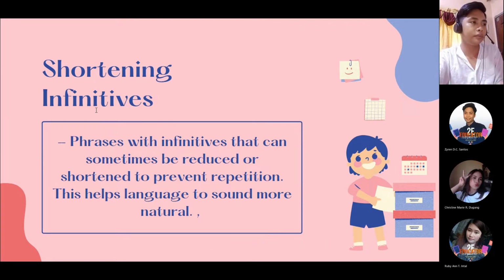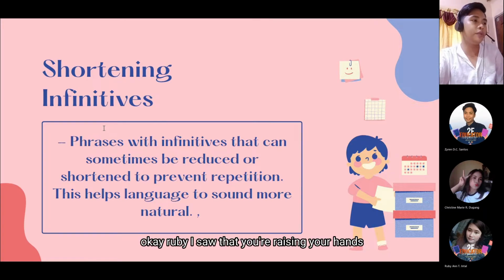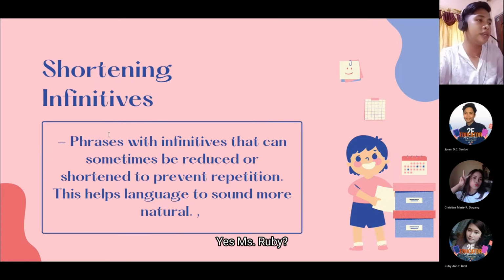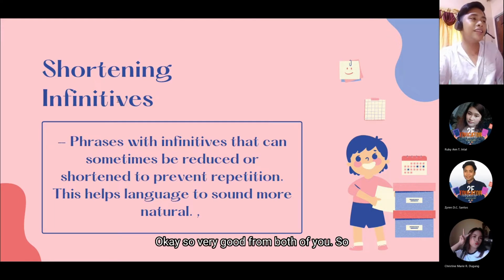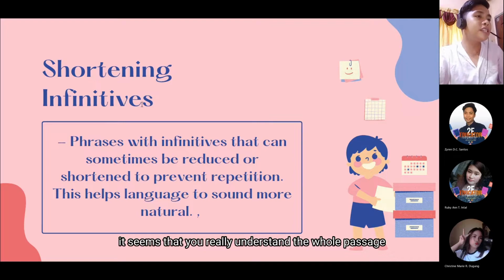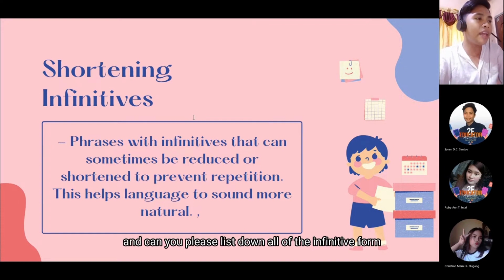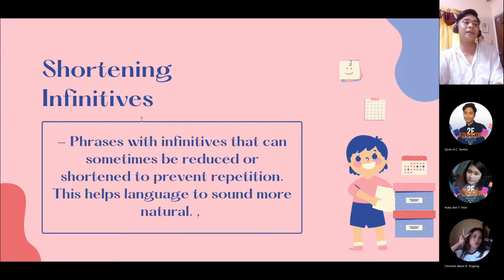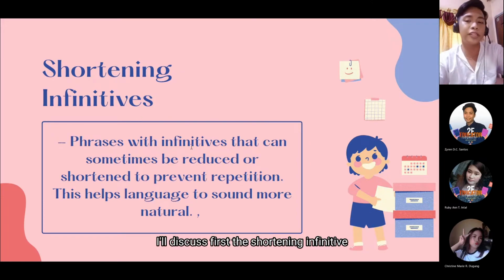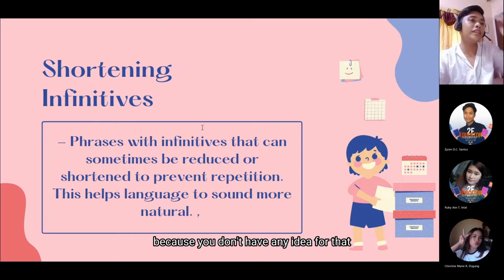What did Marco ask Mika? Anyone? Ruby, I saw that you're raising your hand. Yes, Miss Ruby. Marco asked if Mika wants to join the pageant po. Very good from both of you. It seems that you really understand the whole passage. You can get your notebooks now, and please list down all of the infinitive forms that you can see in the dialogue, and also the shortening infinitives used in the sentences. But before that, I'll first discuss the shortening infinitive because you don't have an idea of it yet.